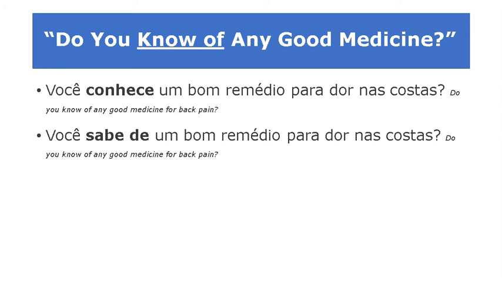And when you use the verb saber with this meaning, you have to use de, saber de, as in the example. Você conhece um bom remédio para dor nas costas? Você sabe de um bom remédio para dor nas costas? That has the same meaning, and it's one of the situations where you can use either conhecer or saber, but with a preposition here.